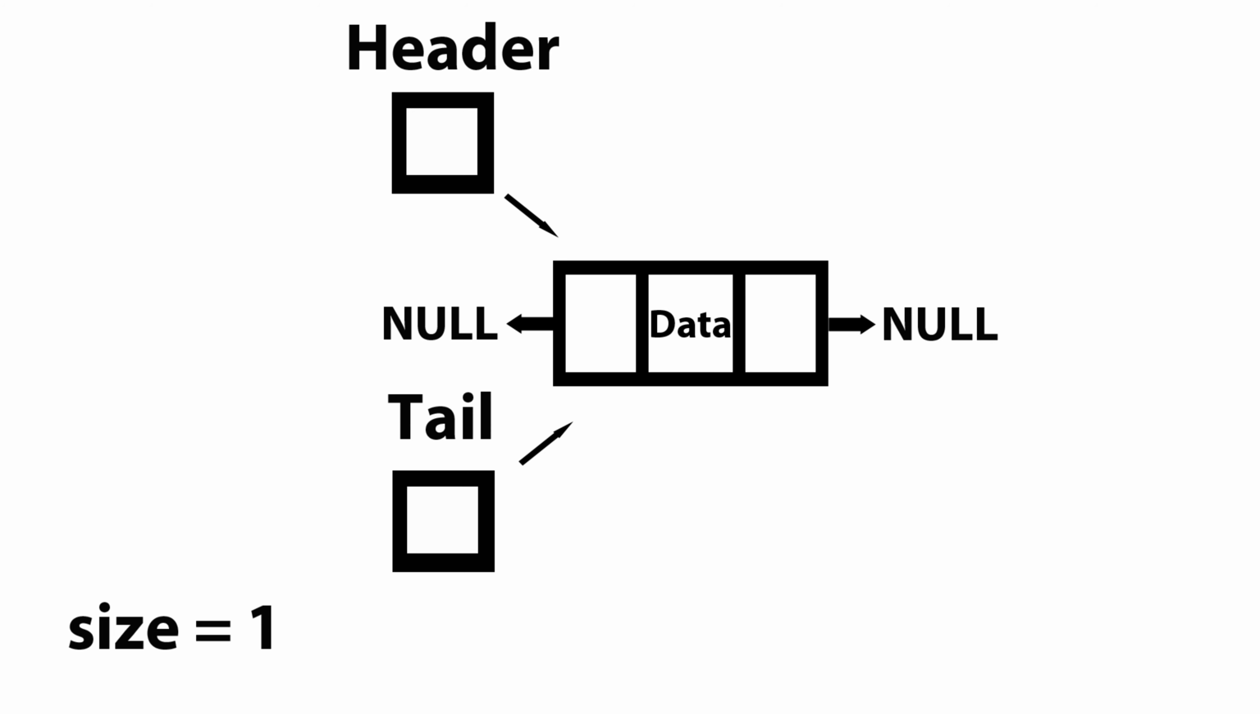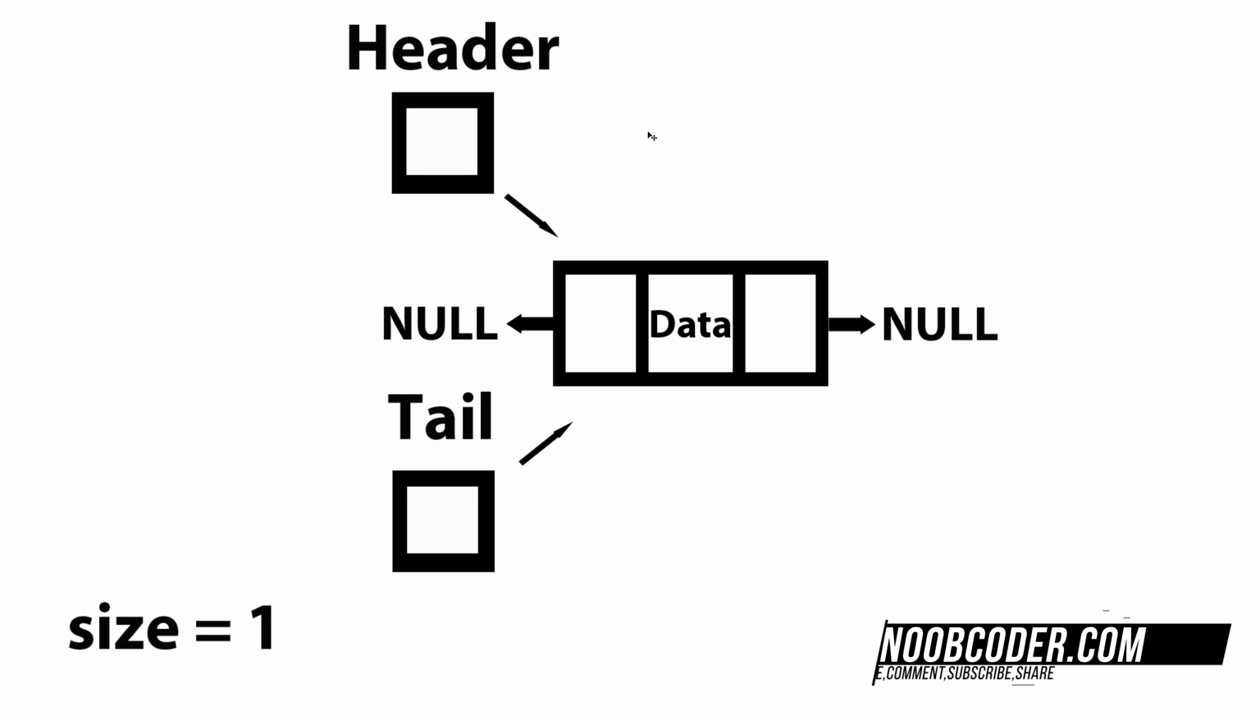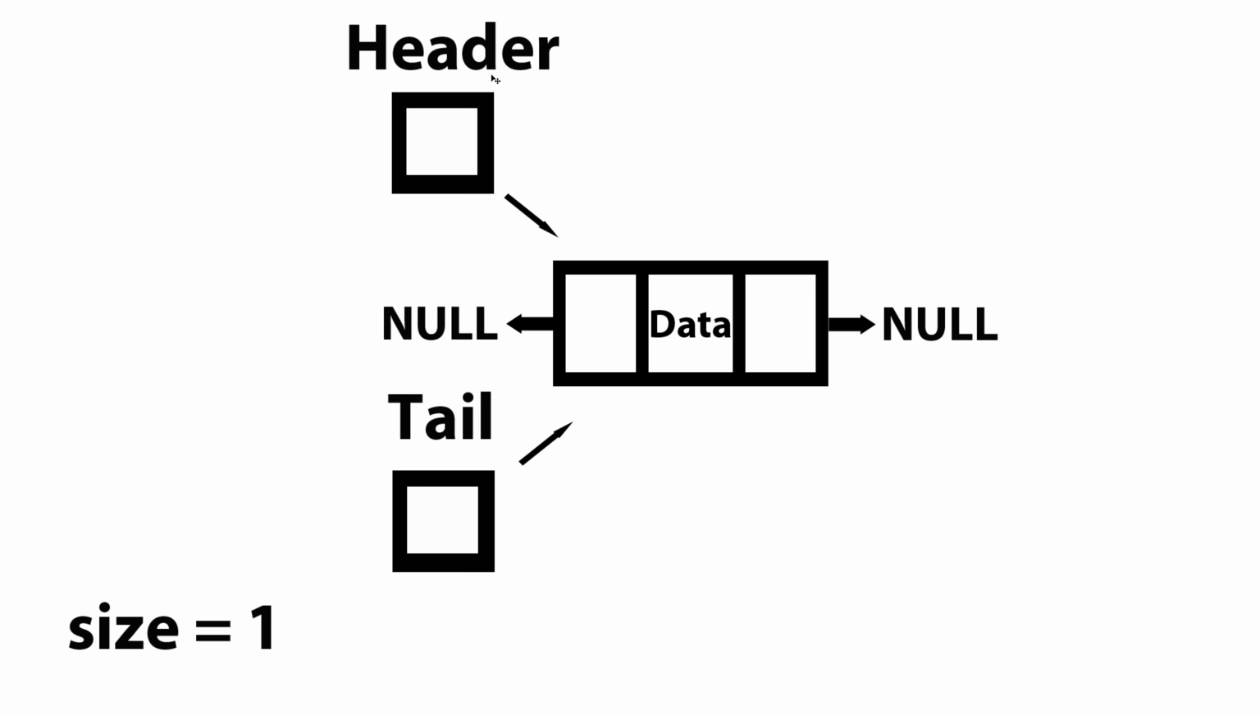Case 2, which is what we have on our screen right now, is what happens if the list only contains one node. Well, we have header pointing to this node and tail pointing to this node because this is the only node within our list. So in order to check if there's only one node within the list, we can say if the size is equal to 1, that means there's only one node within the list. Or we could check to see if header arrow next is equal to null.